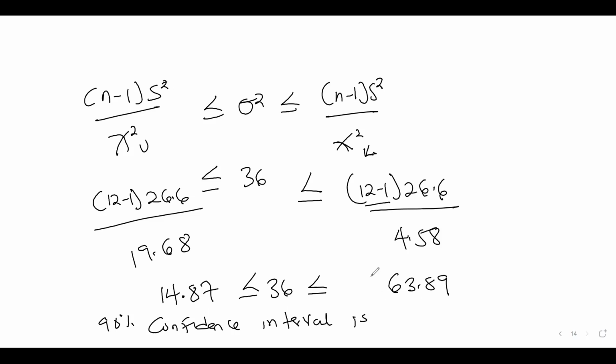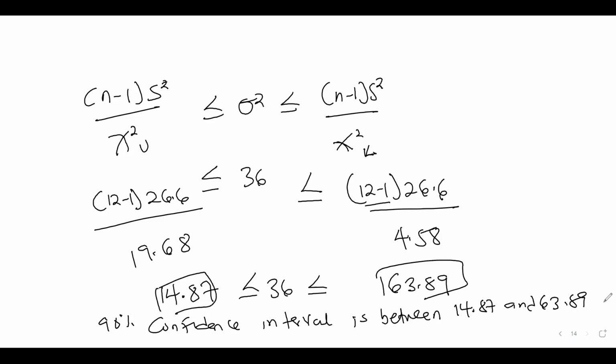Because the question was 90% confidence, you can say that the 90% confidence interval is between 14.87 and 63.89. So it's between these bounds. The 36 there is just to confirm the answer. The reason we put the population variance in the middle is just to confirm the answer. So that's the 90% confidence interval.